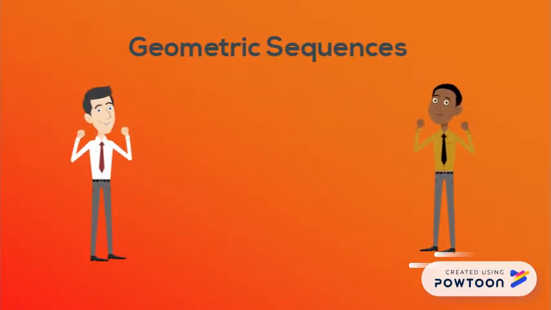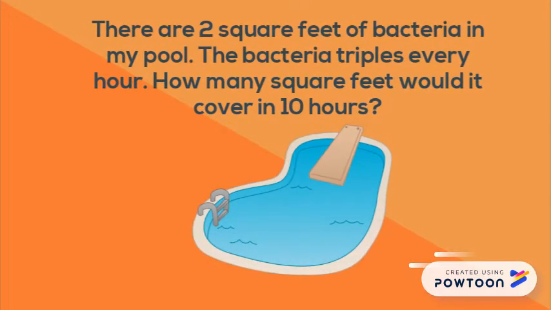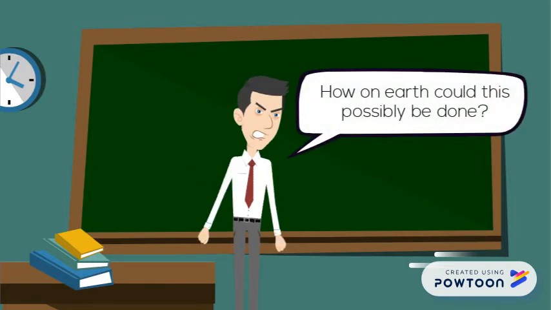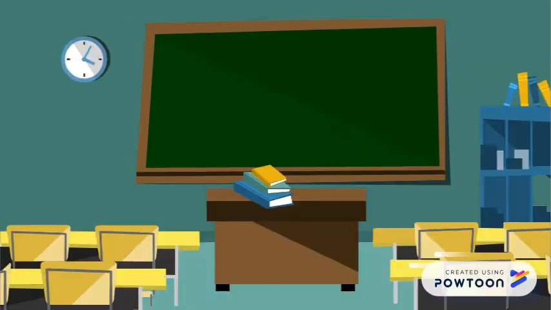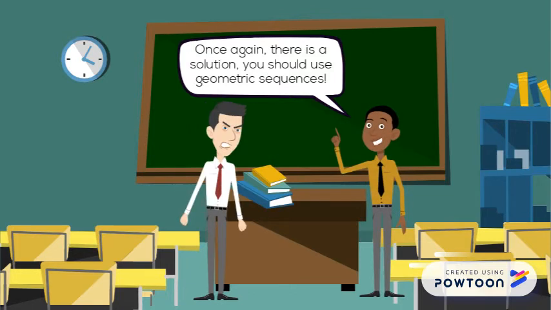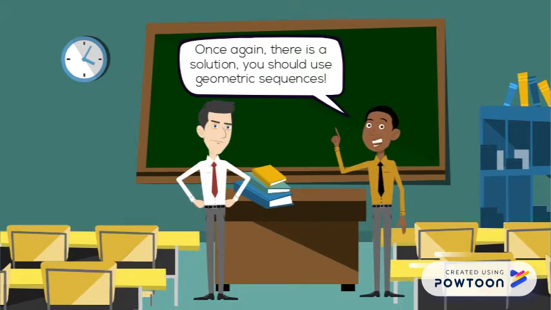Geometric sequences. There are 2 square feet of bacteria in my pool. The bacteria triples every hour. How many square feet would it cover in 10 hours? How on earth could this possibly be done? Once again, there's a solution. You should use geometric sequences.